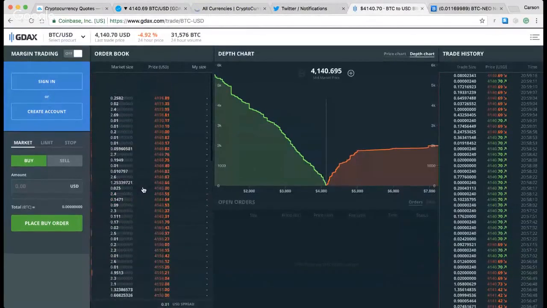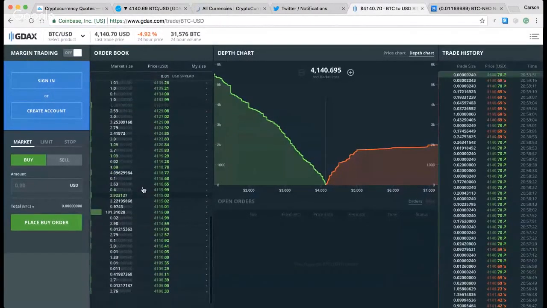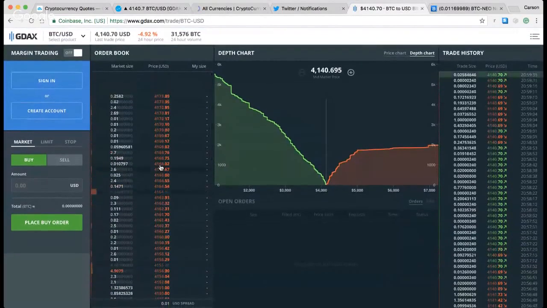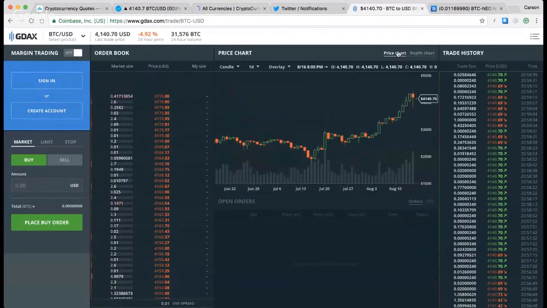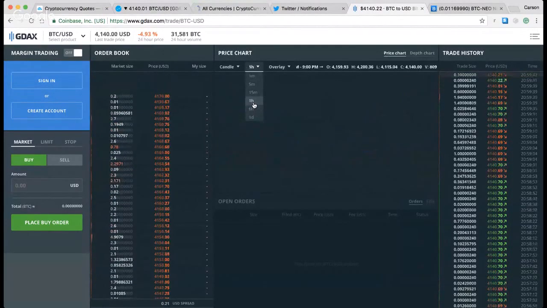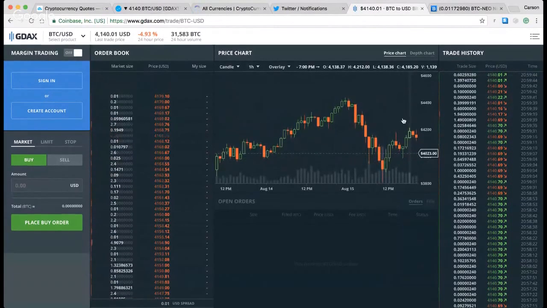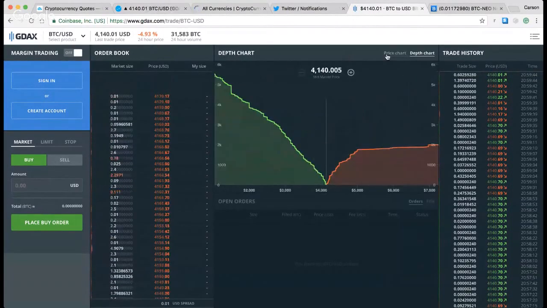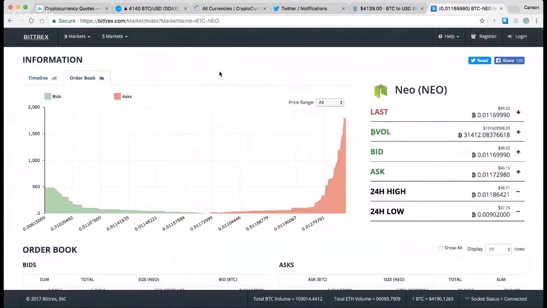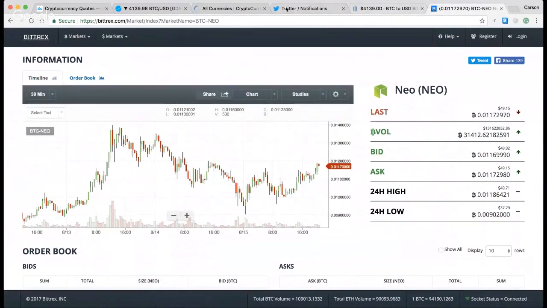Look at that selling pressure, guys. It's not going anywhere. Dead cat bounce. Yep, holding off on NEO, holding off on Bitcoin. That's what I'm doing.